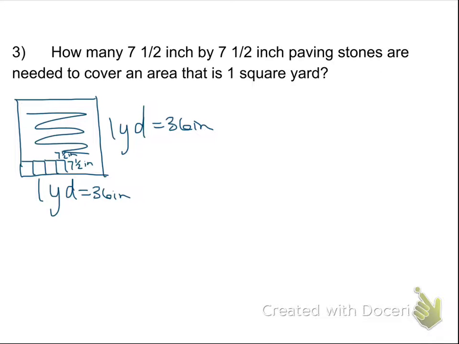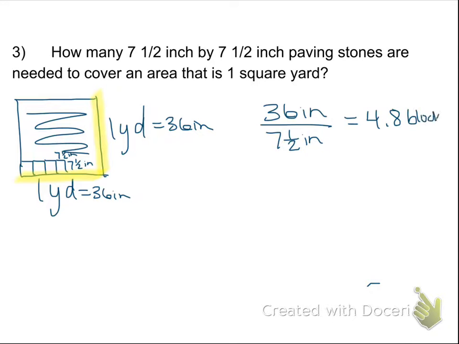So to figure out how many of these paving stones will fit across this length and down this width, we're going to need to take our 36 inches, that's our total length, and divide it into pieces that are 7.5. So if we do 36 inches divided by 7.5 inches, we are going to get 4.8 blocks. So that means along the length and along the width, we're going to need 4.8 blocks.